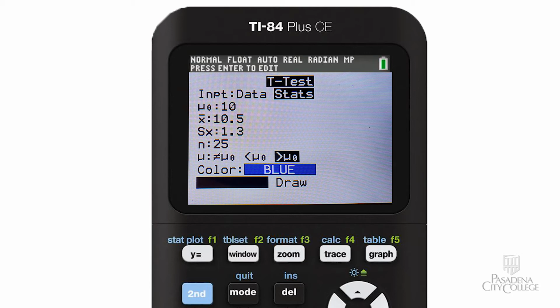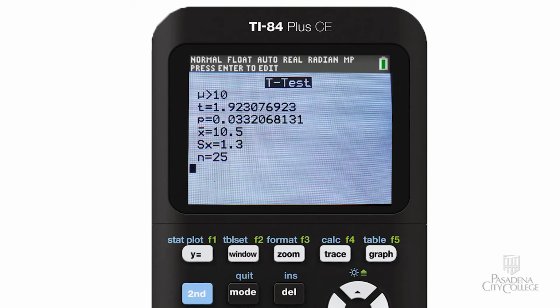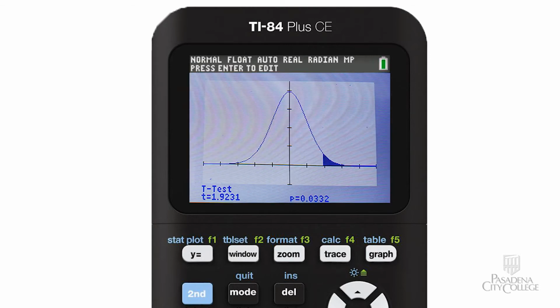And hitting calculate, we get the first line is just restating our alternative hypothesis. The second line is our test statistic, t equal to 1.923. And finally, we get a p-value of 0.0332. And how did you draw the p-value graph? Well, since we're dealing with the student t distribution, I'm going to draw a curve that's shorter and wider than the normal distribution. I label the test statistic t equal to 1.923, and I shade to the right since the alternative hypothesis is greater than.